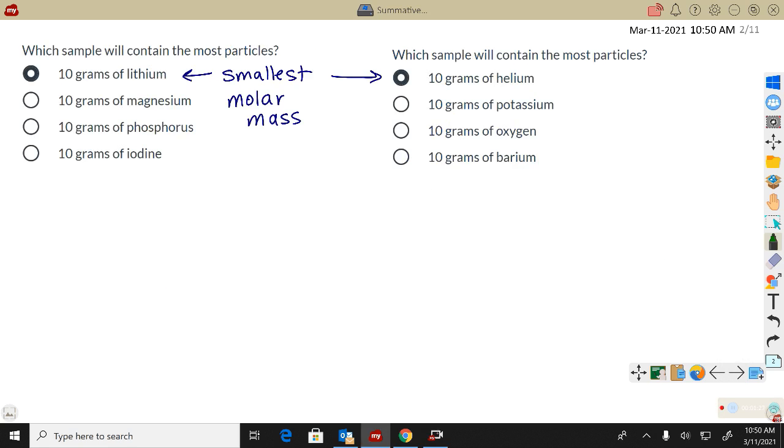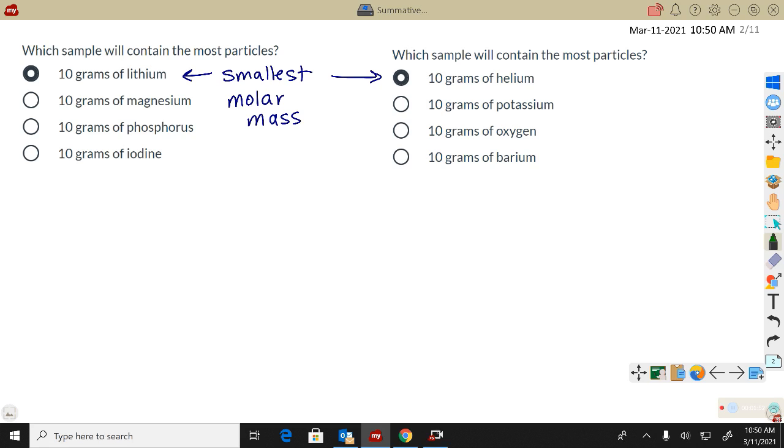Similar here, you would have only had one of these two. Which sample will contain the most particles? And so you've got 10 grams of everything. We used the example earlier of a rock and a feather: I could have 10 grams of rocks and 10 grams of feathers, but because feathers are each really light, to get up to 10 grams, you're going to need a lot of feathers.